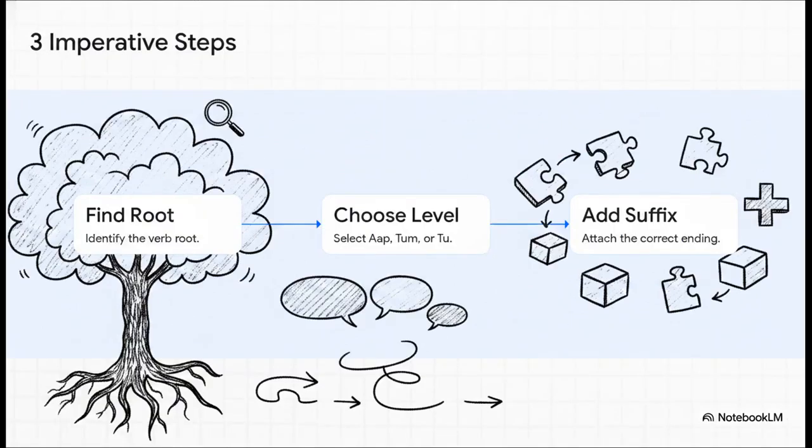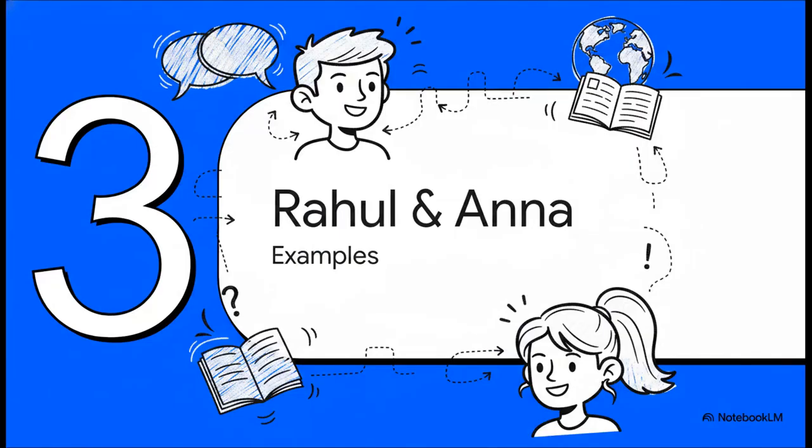Honestly, the best part is how incredibly logical the grammar system handles this. It's literally just a three-step process to demystify the whole thing. Step 1, find the verb root. Step 2, choose your level of formality, aap, tum, or tu. And step 3, just add the correct suffix to that root based on your choice. Boom, that's it. Moving on to Section 3, Rahul and Anna examples.